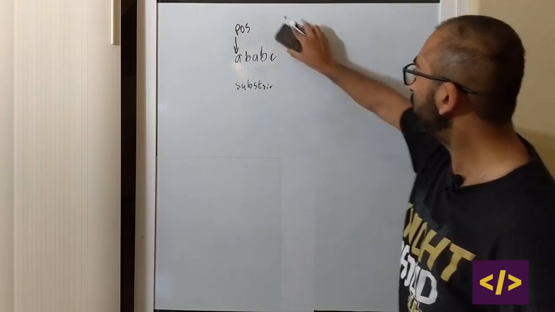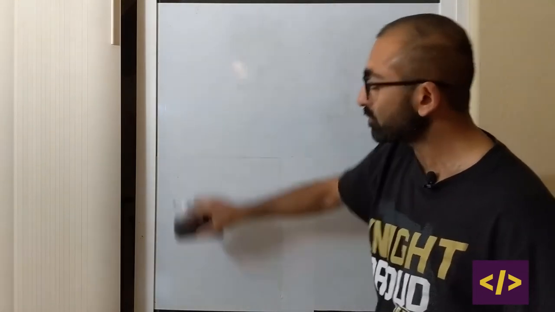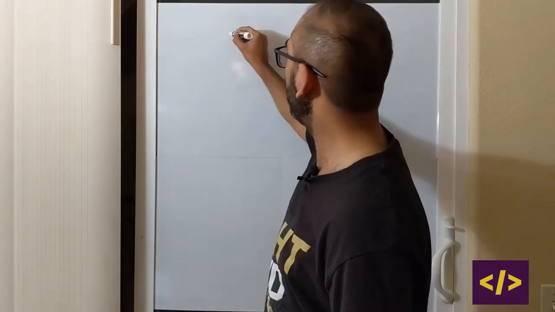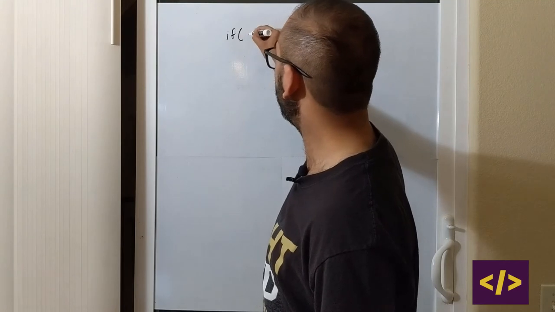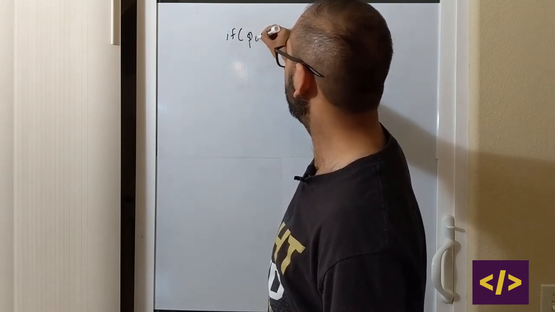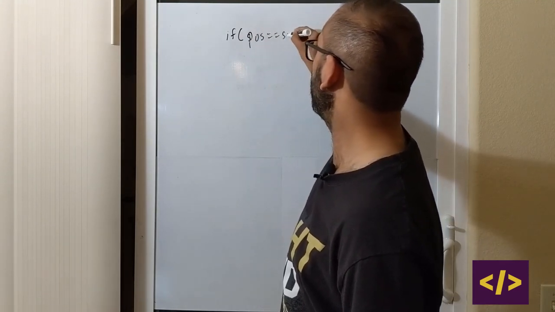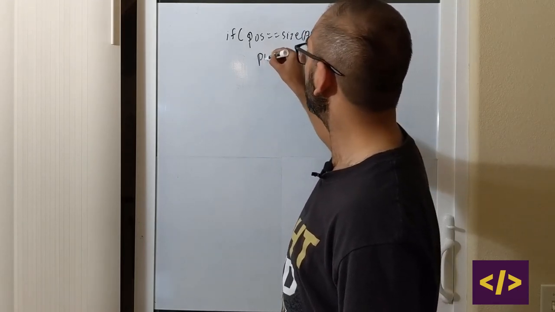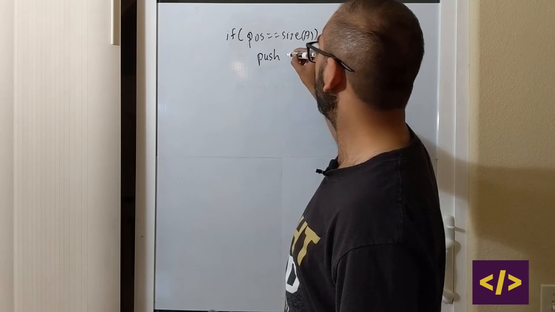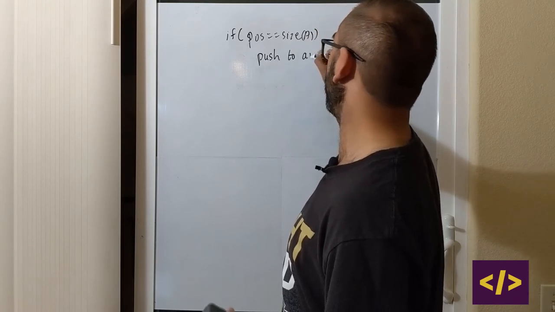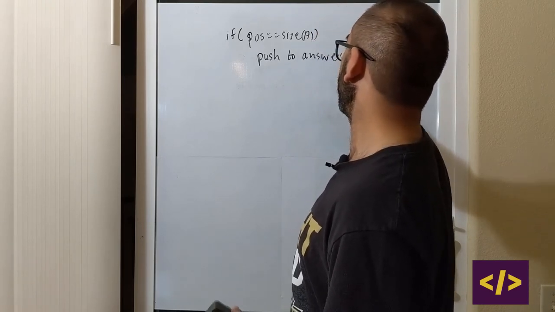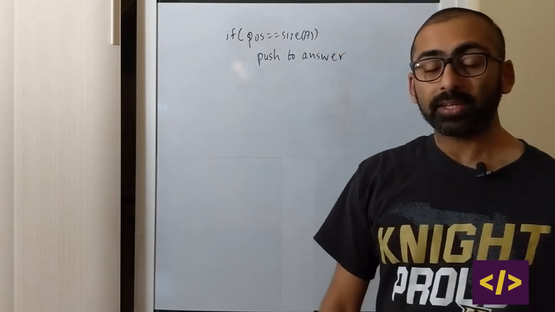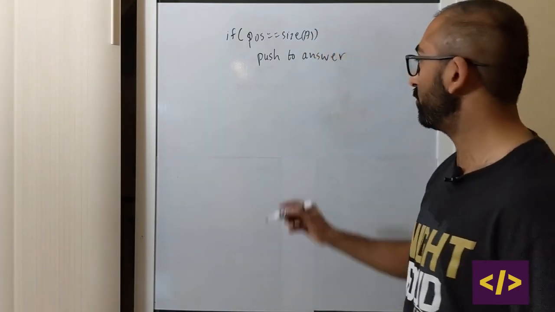Now, let's look at the code a little bit. The base case is kind of simple. If you've reached the size, if your position is equal to the size of your array, what are we going to do? You're going to push the value to answer. Okay. Now, if that's not the case, you're going to do a for loop.